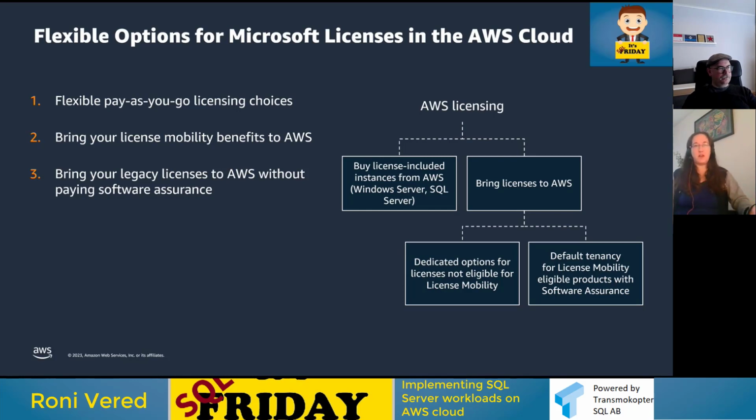The other option, which is also very popular, is BYOL, bring your own licenses. If you already purchased Microsoft licenses, you can bring those licenses onto AWS in specific terms. So first of all, if you have active software assurance for the Microsoft software, you can take advantage of license mobility and move those licenses over to AWS. It's relevant for products like SQL Server, Microsoft SharePoint, and more.